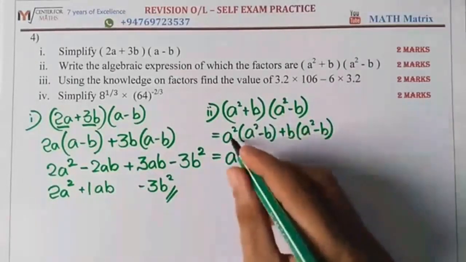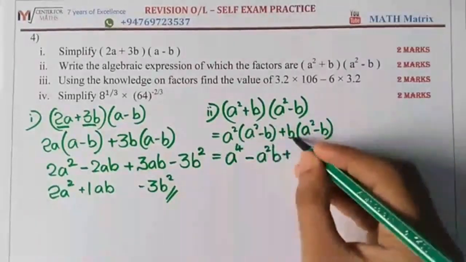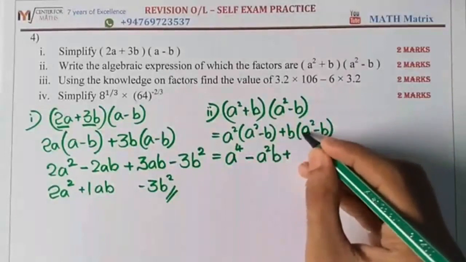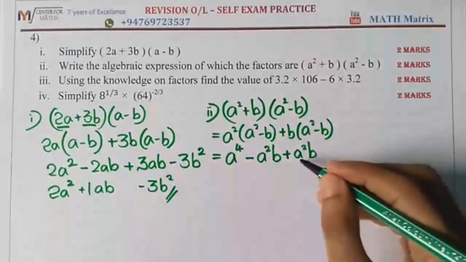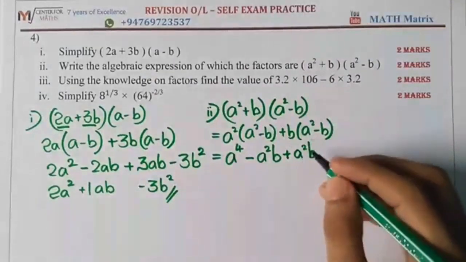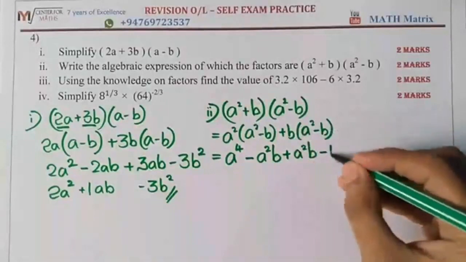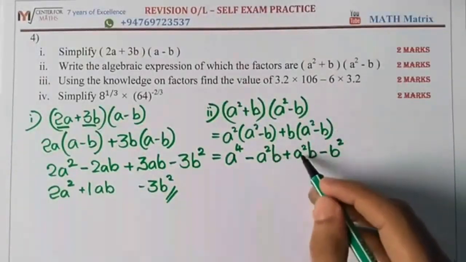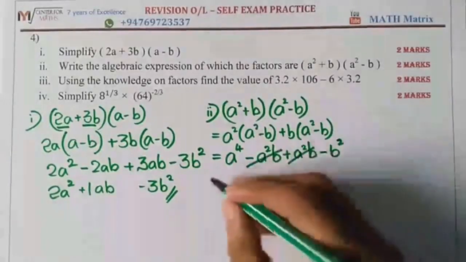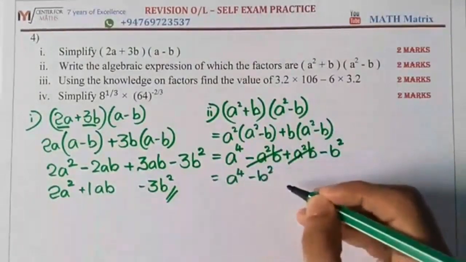Okay, right. And minus a squared into b is a squared b, plus b into a squared, which is a squared b again. You can mark b a squared, but it's better to give priority to a. And minus b times b is b squared. Now you can see both the terms are same, a squared b, but the signs are different, so we can cancel them. So the final answer is a to the power 4 minus b squared. So that's it.